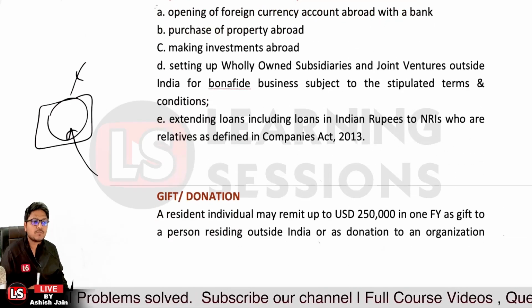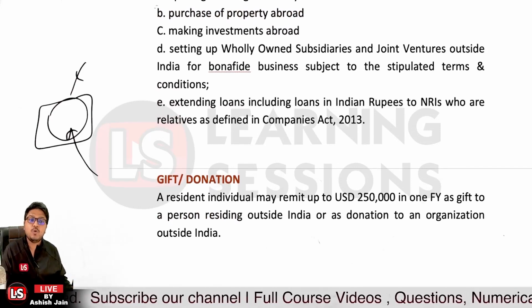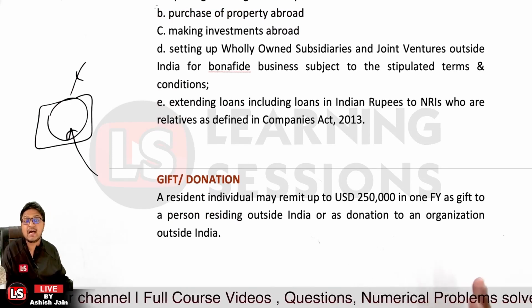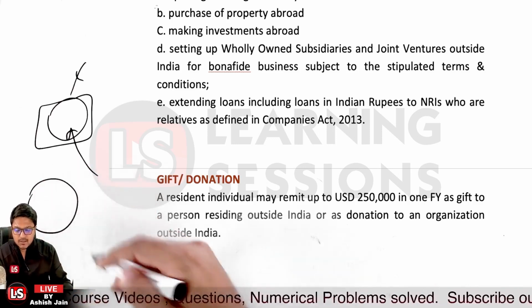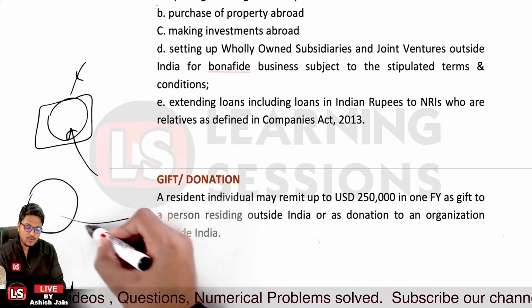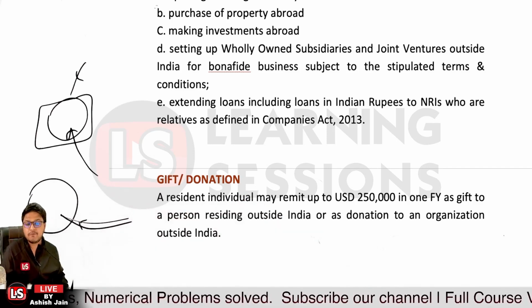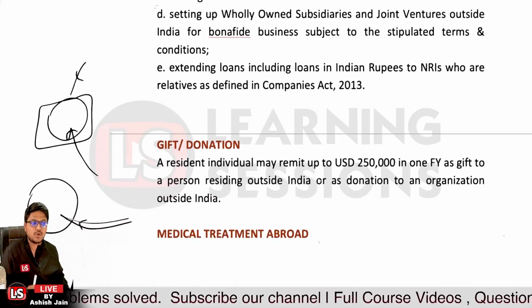Then it's related to gift or donation. Now, a resident individual may remit up to 2,50,000 USD in one financial year as a gift to a person residing outside India. So if the person is residing outside India, that person is an NRI over here, and you want to remit money for gift purposes, you can do so. And further, it could be the case that you want to make a donation to some organization outside India, that is also allowed over there.